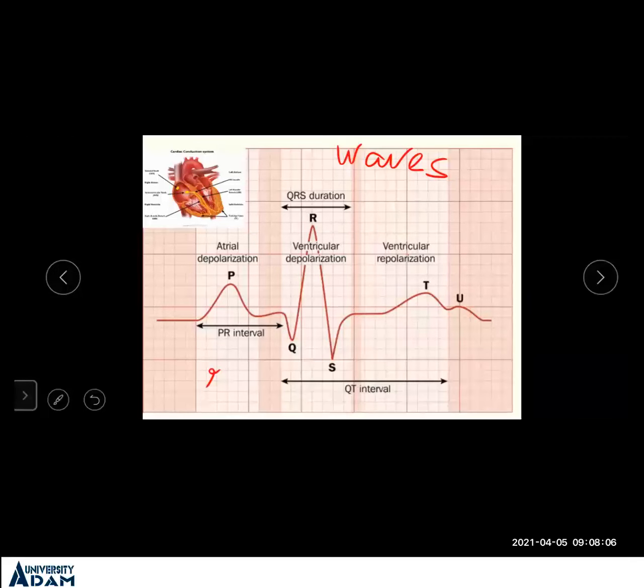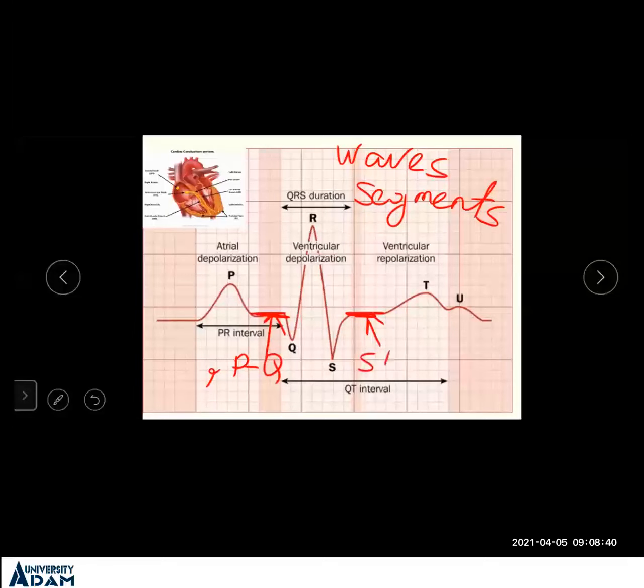And we also have wave segments. These are parts of ECG which lie on the isoelectric line. We can see this part, it is on the isoelectric line, and this part. This segment we call the PQ segment, and another segment we call ST, between S and T, and that one is between P and Q.